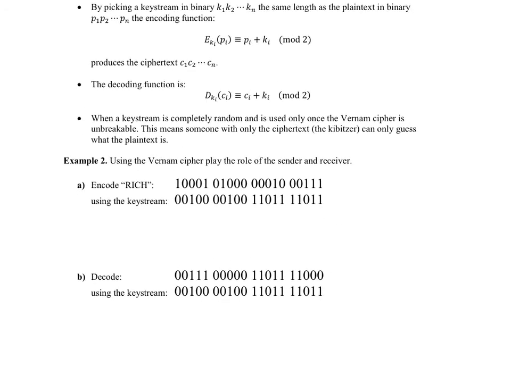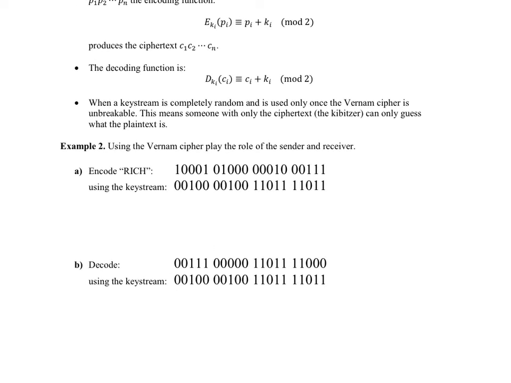So, how could we encode the word rich and decode the word below? So what you do is you take each digit in this list, working column by column, and you add in mod 2. So 2 ones will make a 0. 2 ones make a 0, and a 1 plus a 0 makes a 1.